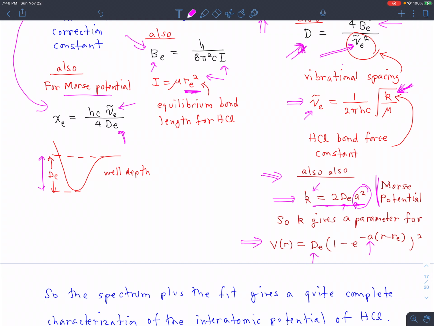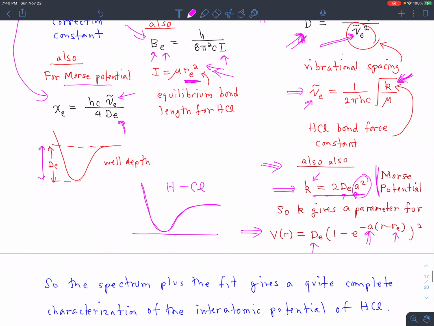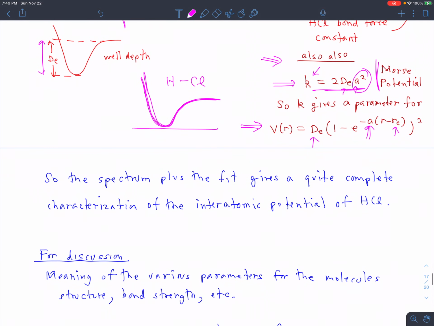And that means that you've got this, you've got this, you've got this, right? All from your spectrum. You can plot the Morse potential itself and know, at least as an approximation, what the full interatomic potential is between the H and Cl atoms in the HCl molecule. So it's quite a complete characterization. You can get the bond length, you can get the spacings between the rotational levels, and you can get an approximation at least to the full interatomic potential between the H and Cl atoms.